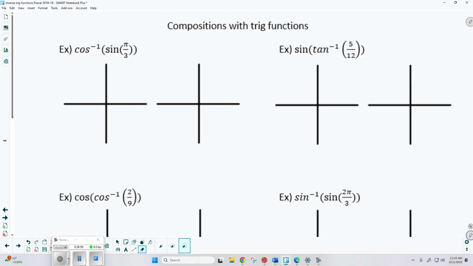So we've done several of these compositions together so far. Let's try one on our own. Okay. I'm going to give you 2 minutes. Run through sine of tangent inverse of 5/12. See if you can give me my final answer. Okay. Here we go. Tangent is y over x.